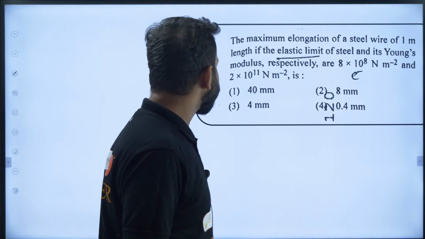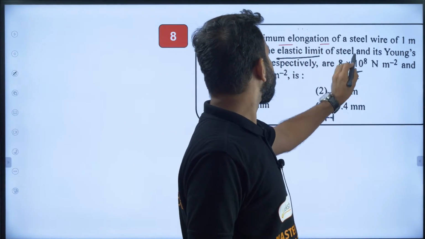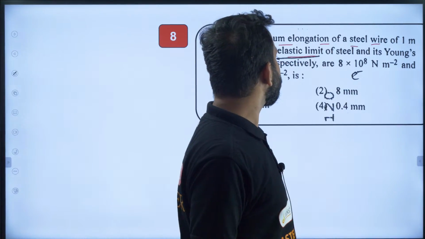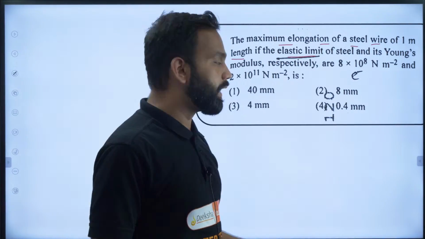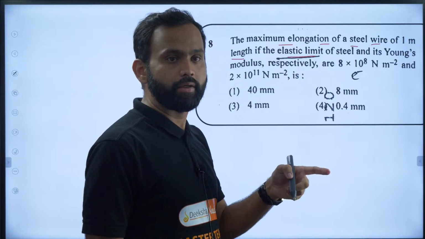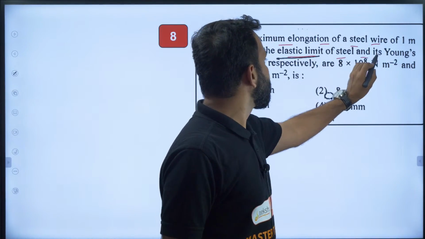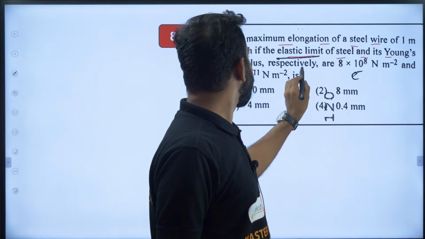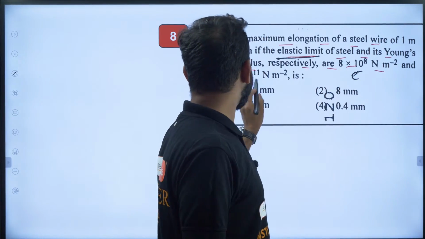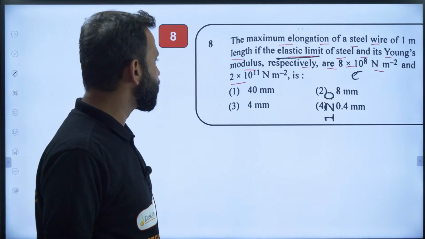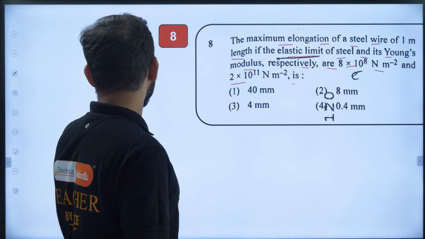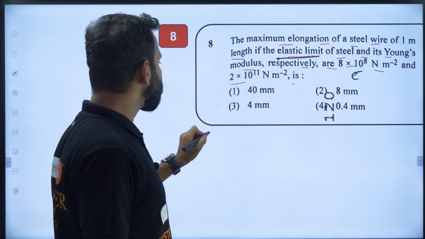Question number 8. The maximum elongation of a steel wire of 1 meter length if the elastic limit of steel and its Young's modulus respectively are 8 into 10 to the power 8 Newton per meter square and 2 into 10 to the power 11 Newton per meter square is. What is the meaning of elastic limit? Elastic limit is where stress is directly proportional to strain, right?